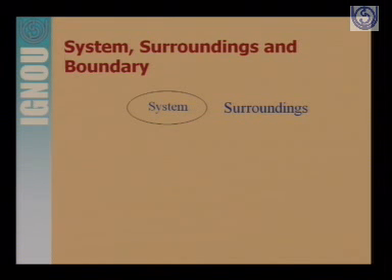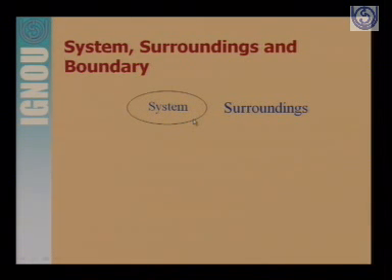See, any identifiable matter which is to be studied for thermodynamic properties is known as system. Say for example, you consider a piston cylinder arrangement and you keep some gas inside the cylinder. So the gas we can consider as a system, and anything outside the system is known as surrounding, and the system is being surrounded by a boundary.